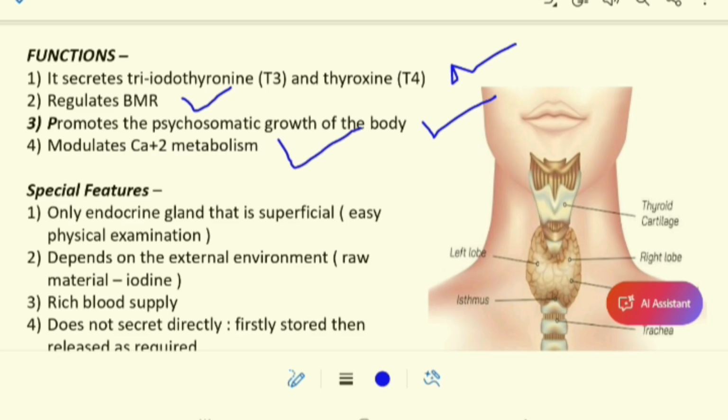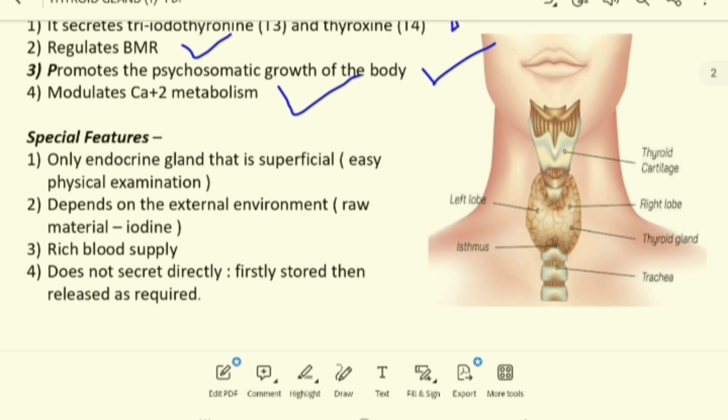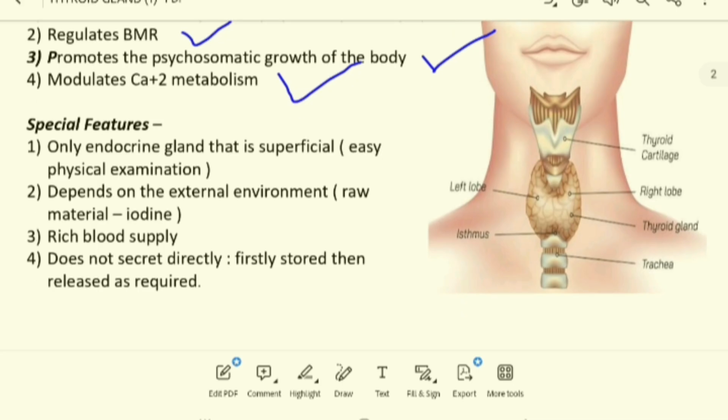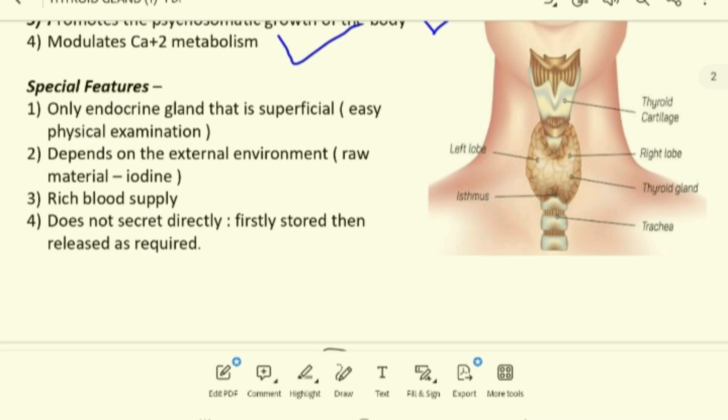Coming to the special features. It is the only endocrine gland that is superficial, so easy for physical examination. It depends on the external environment. The raw material is iodine. Rich blood supply, does not secrete directly. Firstly, it is stored and then released as per the requirement.